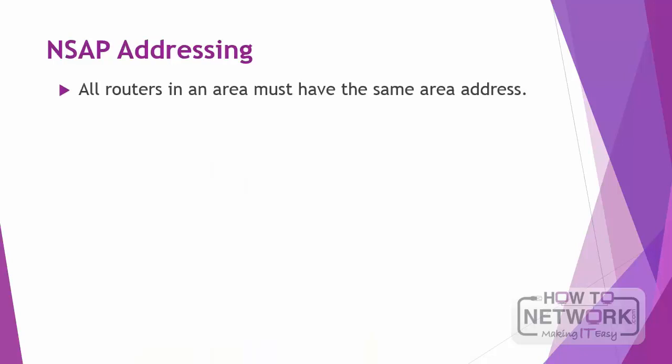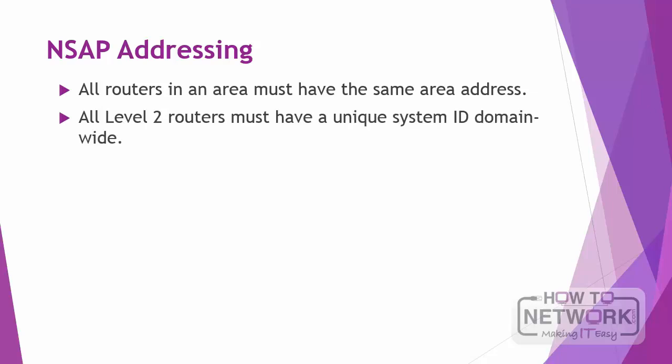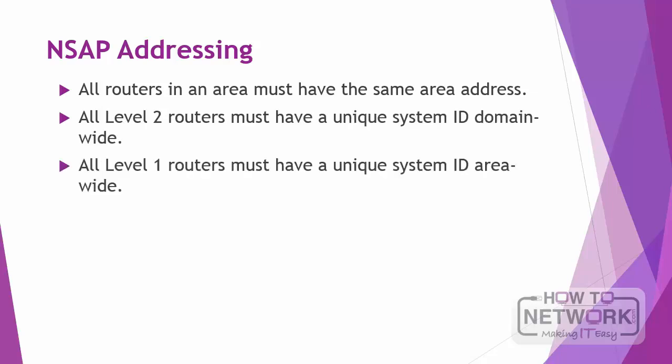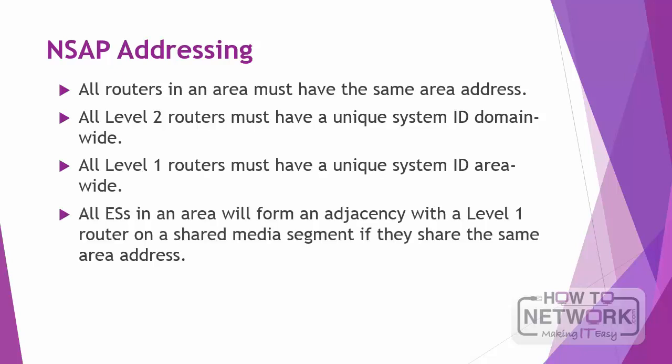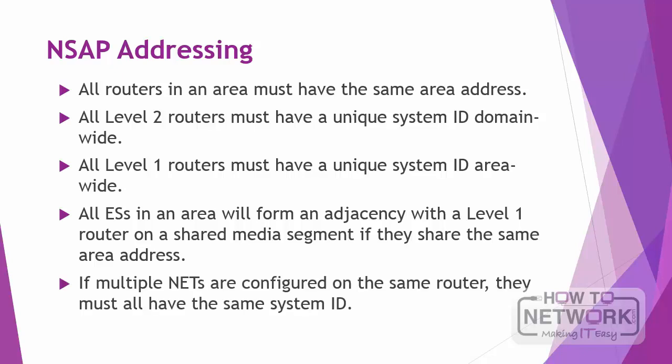All routers in an area must have the same area address. All level 2 routers must have a unique system ID domain-wide, and all level 1 routers must have a unique system ID area-wide. All ESs in an area will form an adjacency with a level 1 router on a shared media segment if they share the same area address. If multiple NETs are configured on the same router, they must all have the same system ID.